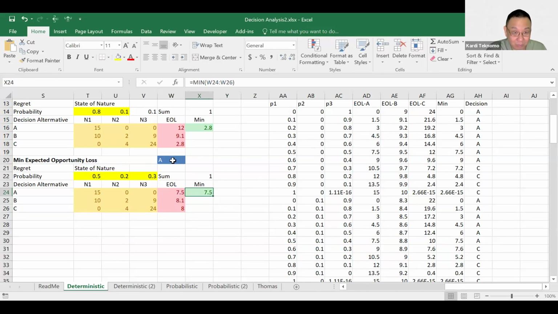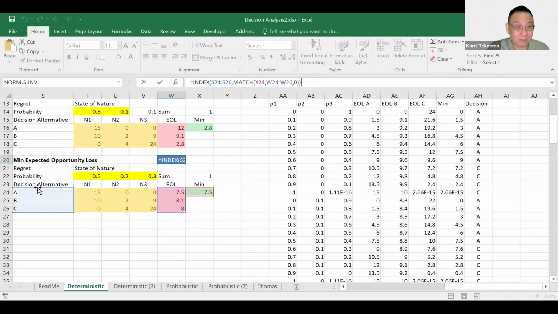Now, what you probably want to know is this one. You use INDEX of this decision alternative A, B, C, which is 24 to 26, and then MATCH of the minimum of this AOL, with the array of the EOL itself, and then you put 0 here. Using this, you can always get the result automatically.